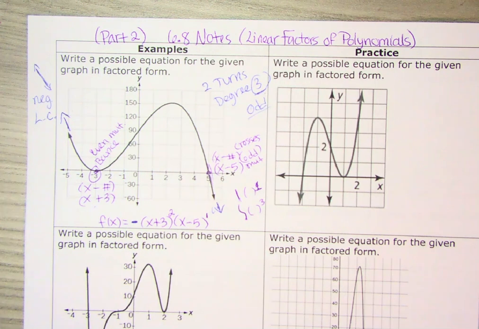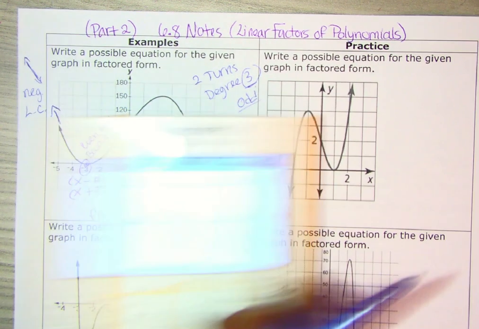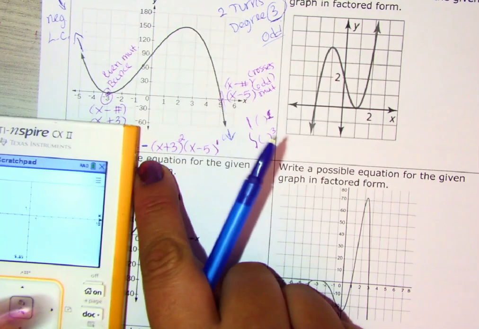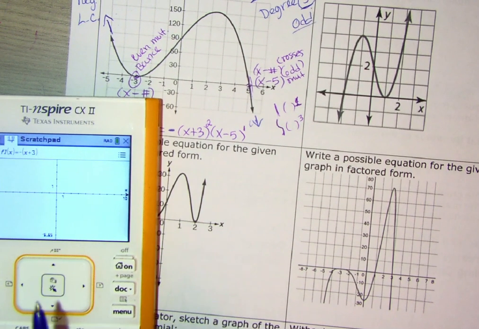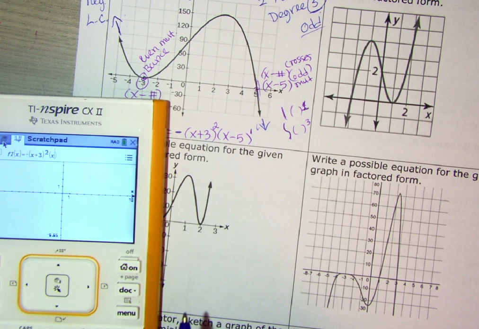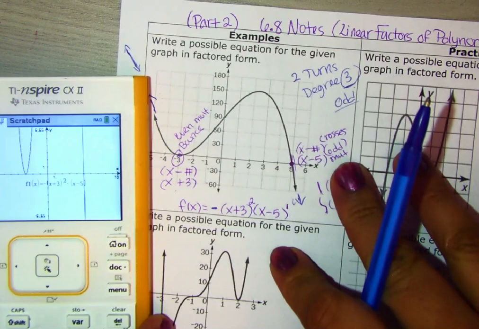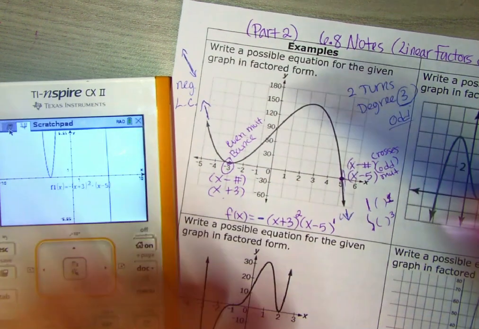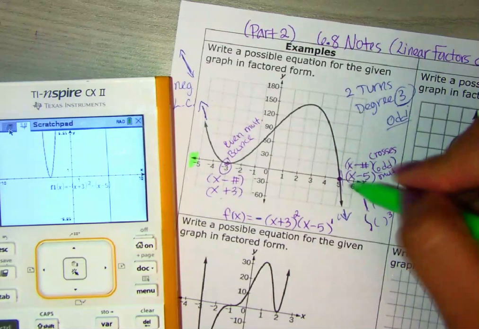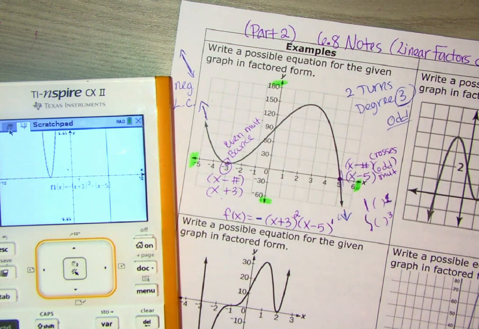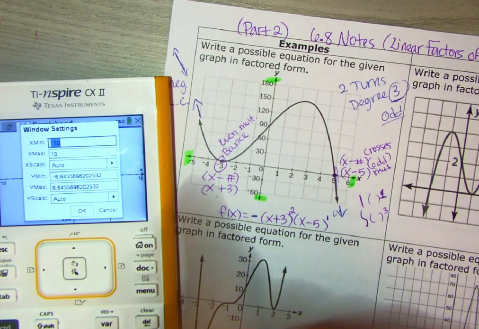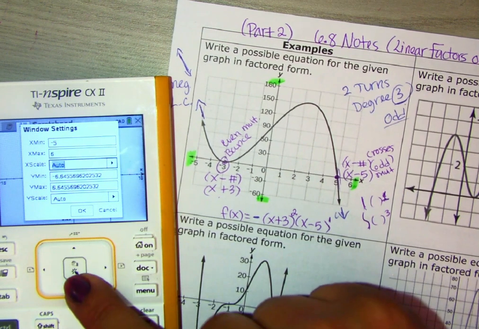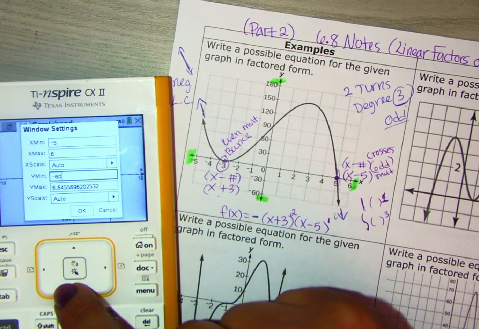Okay, so now let's take a look at the graph in the calculator and see if it's correct. So we came up with this function right here, and I'm just going to type it: negative, parentheses, x plus 3 to the second power, times x minus 5 to the 1 power. And if I graph that, it's not going to look exactly like what I have sketched because you need to adjust the window in your calculator. We're looking at the minimum and maximum of the x, and then the minimum and maximum of the y. We're going to go to menu and then window and settings and change that. So x minimum is going to be -5, x maximum is going to be 6, y minimum is going to be -60, and then y maximum is 180.